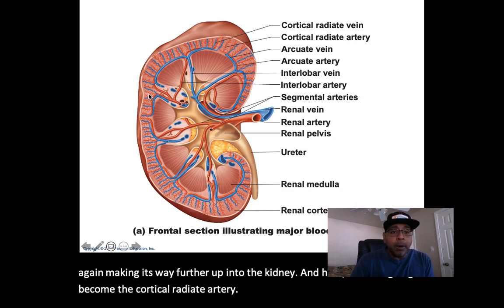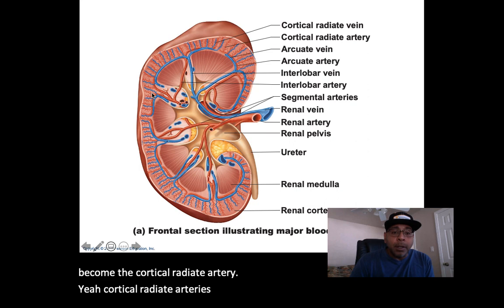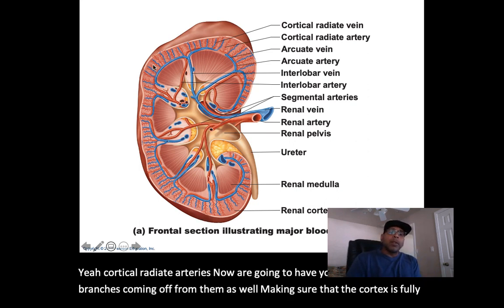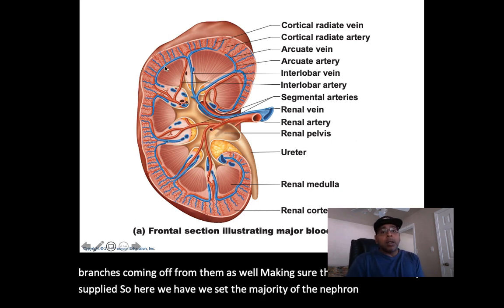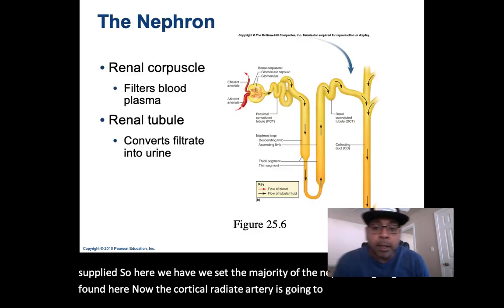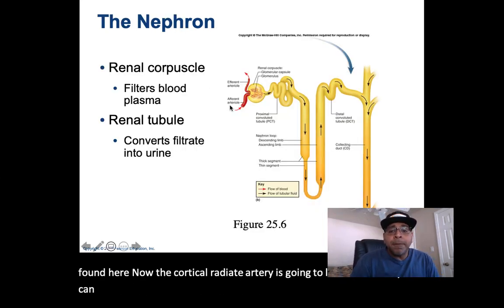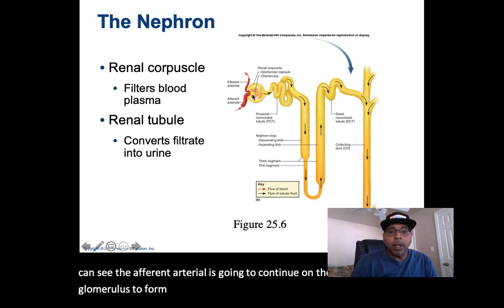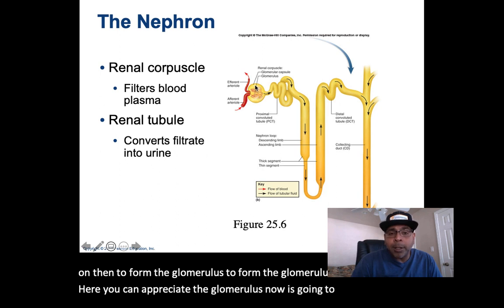The cortical radiate arteries are going to have, you can see, all these branches coming off from them as well, making sure that the cortex is fully supplied. So here, what do we have? We said the majority of the nephron is going to be found here. Now the cortical radiate artery is going to lead us to the afferent arteriole. The afferent arteriole is going to continue on to form the glomerulus. Here you can appreciate that glomerulus. The glomerulus is going to be in connection with the nephron.